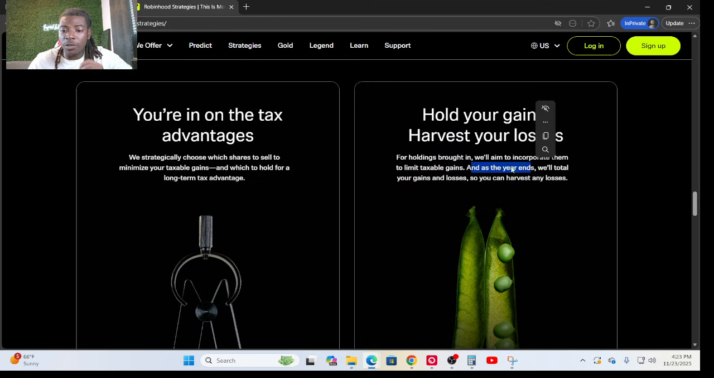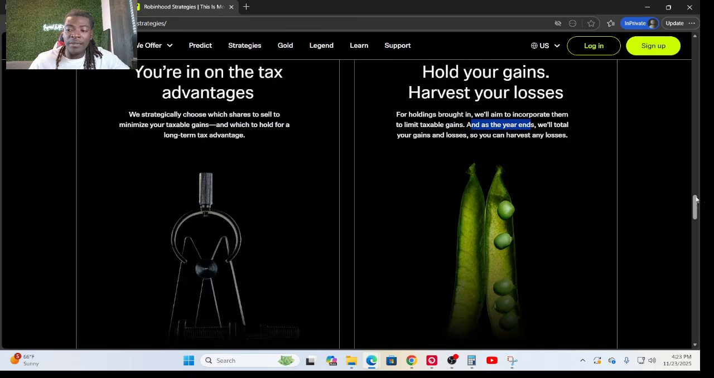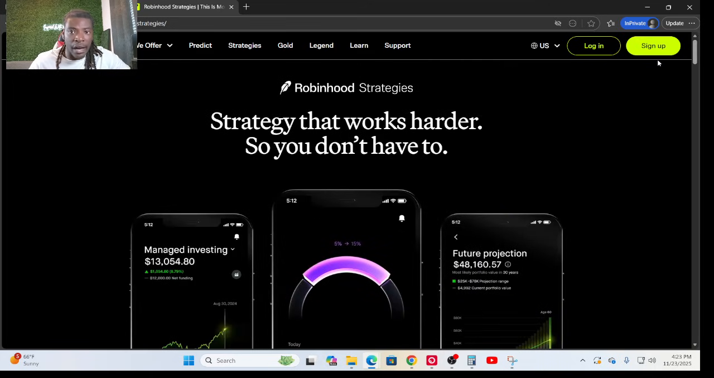And as the year ends, we'll total your gains and losses so you can harvest any loss. Pretty cool. Now let's walk through the actual process of setting up your Robo Advisor account.